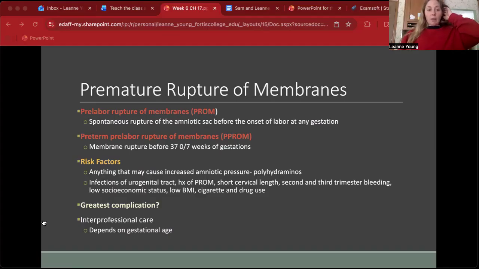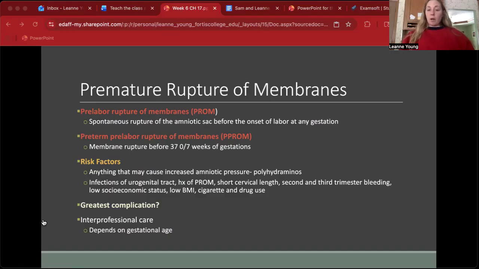Okay. Infections of the urogenital tract. So there's some risk factors listed for you here. A short cervical length, second and third trimester bleeding, low socioeconomic status, a low BMI, and cigarette and drug use. They're all going to give an increased risk of the pre-labor or preterm rupture of membranes. Okay. What is our greatest complication with preterm rupture of membranes?